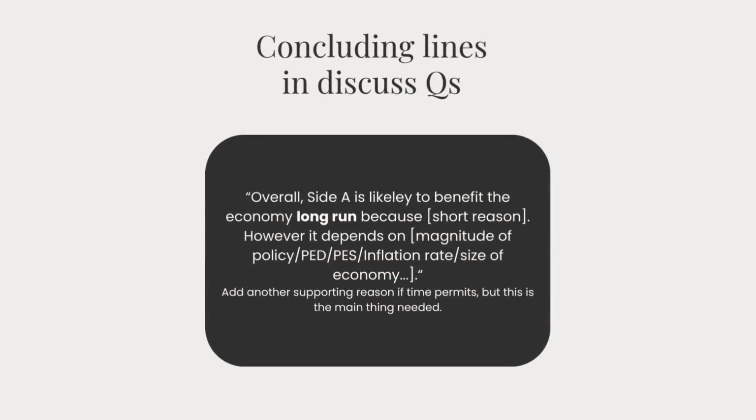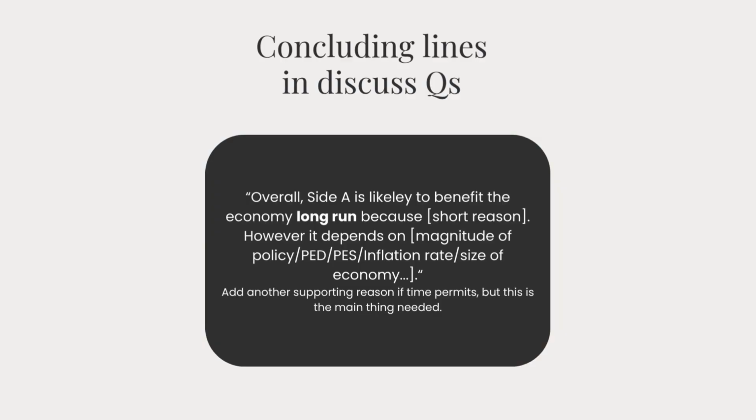Here you can see that. So this is just placeholders. You can just put things here. Let's say overall side A is likely to benefit the economy in the long run. Long run is an important term here, because you have to tell the time period. Because, and then you give a reason, and then you have to explain uncertainties too.